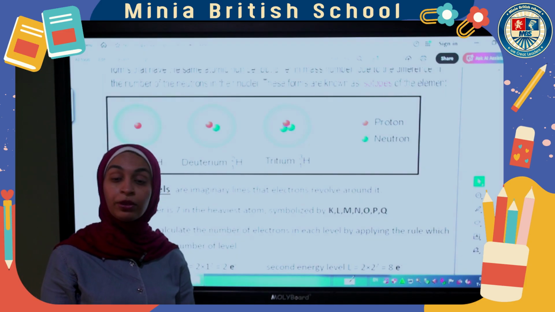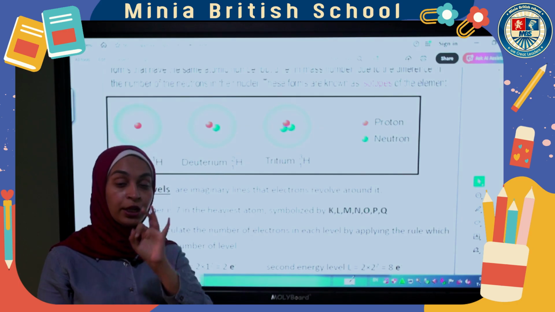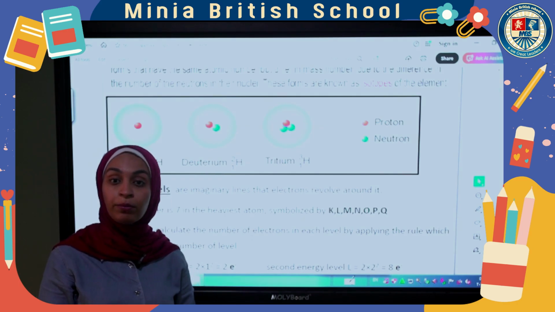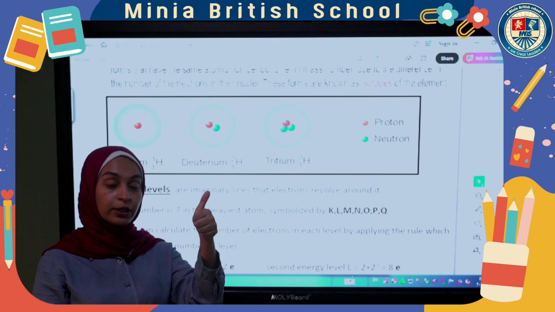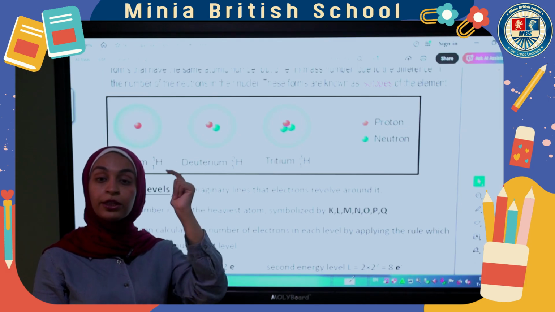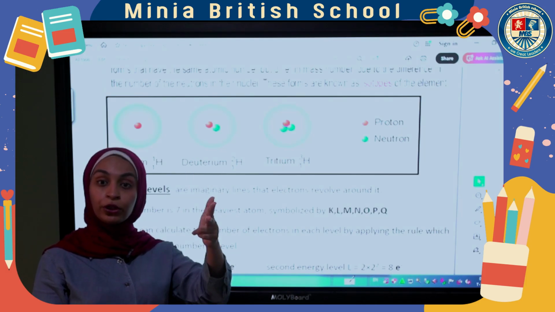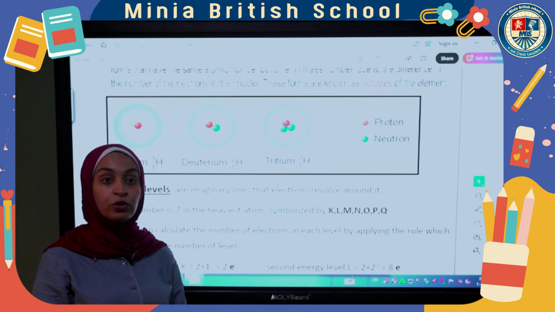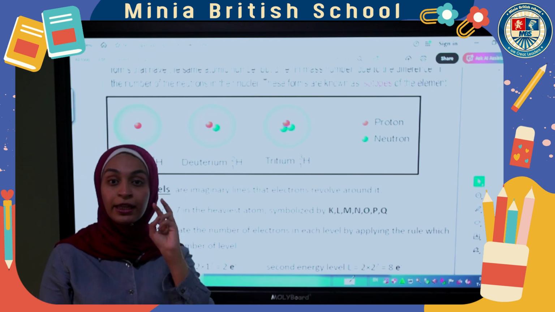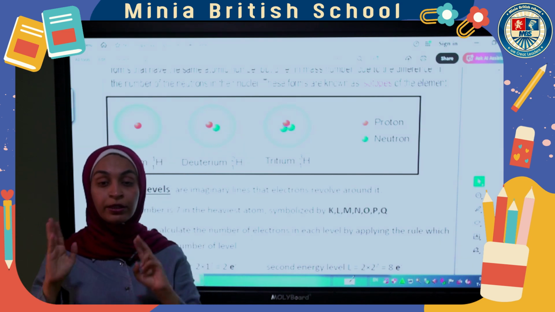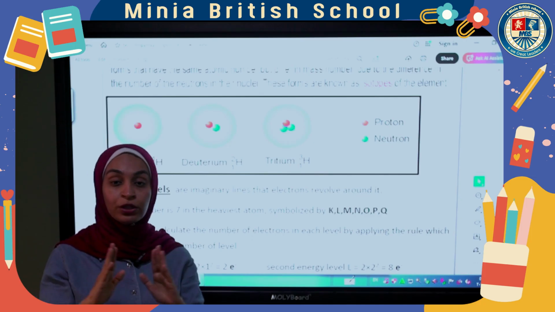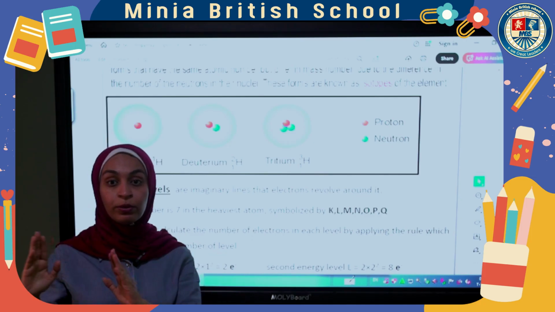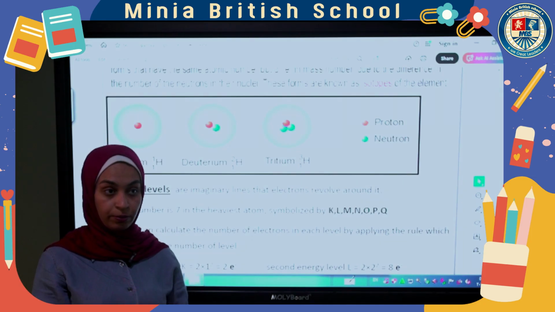Also magnesium has 3 isotopes. They have the same atomic number, which is 12, but the first one's mass number is 24, the second one 25, the third one 26. So if I want to extract any 2 isotopes of the same element, the first step I have to do is search for the same atomic number. They have similar atomic numbers.